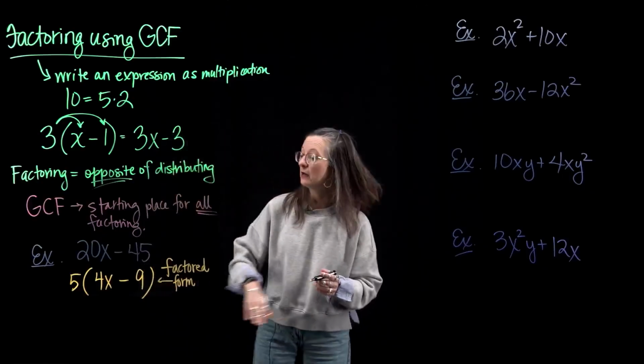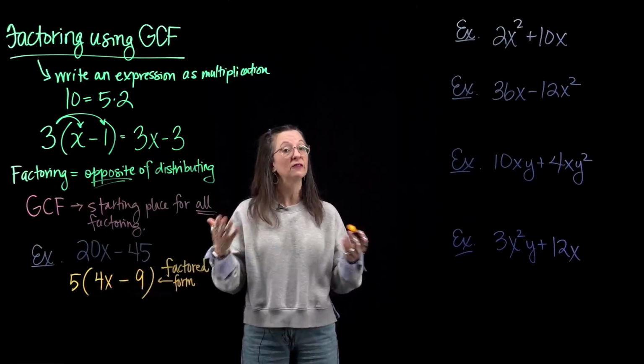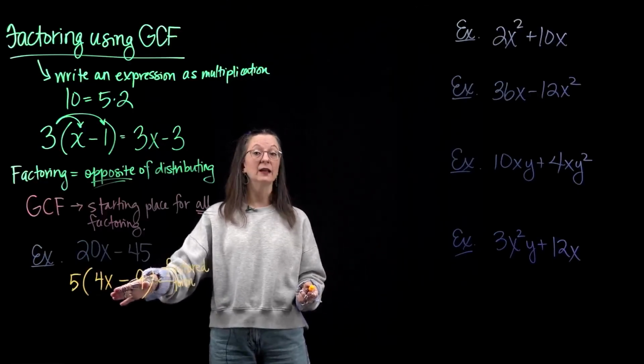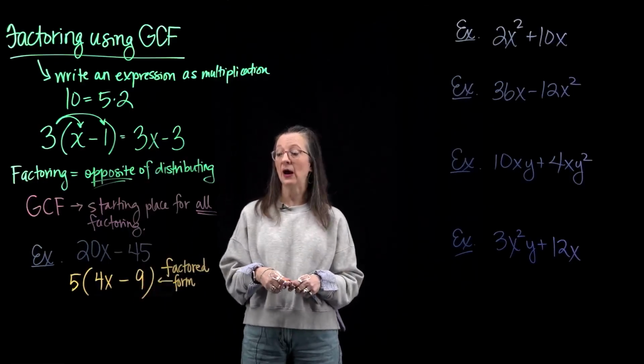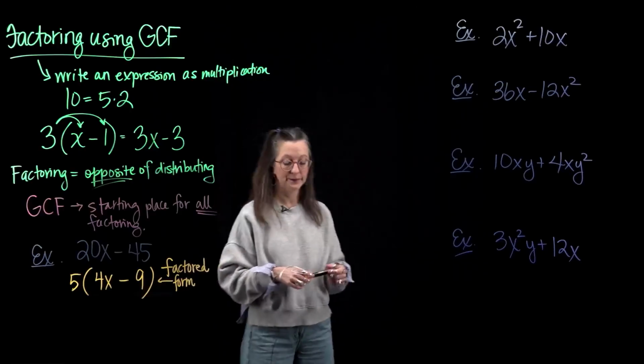And I would want to check and make sure that 4x and 9 didn't have any remaining common factors. They don't, but it's always good to check in case you didn't factor enough out, and then you could go back and start again. Let's try another one.